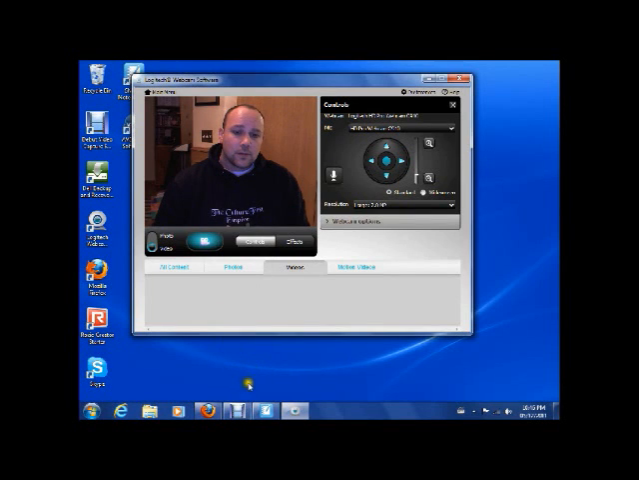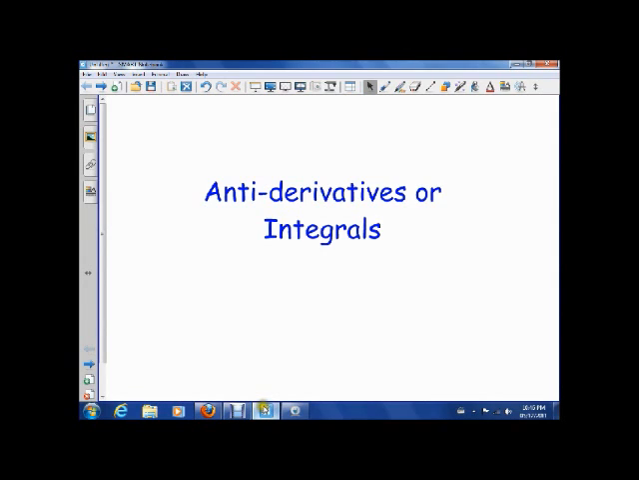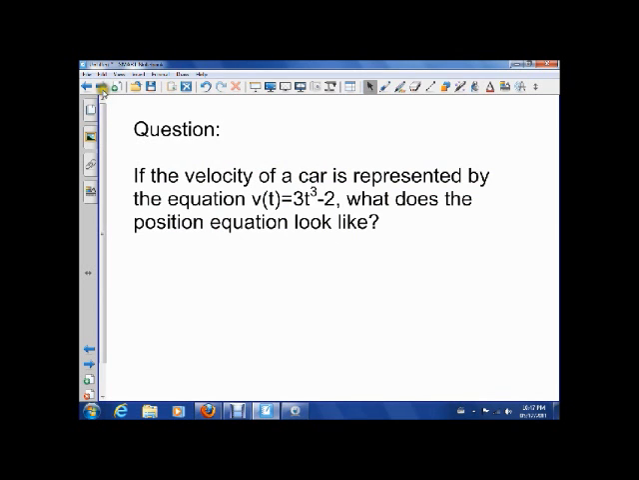So what I want to look at today is the question of antiderivatives or integrals. Some of you might have heard about this before. Basically, what we want to do is, as this part of the name suggests, figure out how to go backwards from a derivative to the original equation. Now there's a couple of questions that we're trying to answer here.